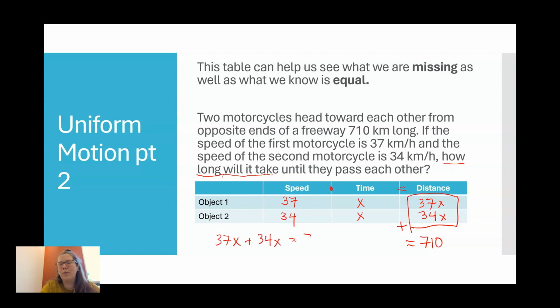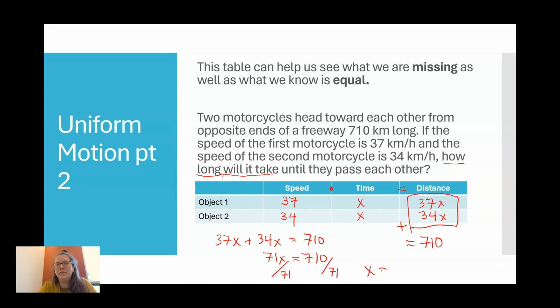You will see other problems where their distances are equal. And again, we would just have a slightly different equation to set up and solve for those. The hardest part every time is the setup. When I divide by 71 on both sides of this, I'm going to see that X equals 10.